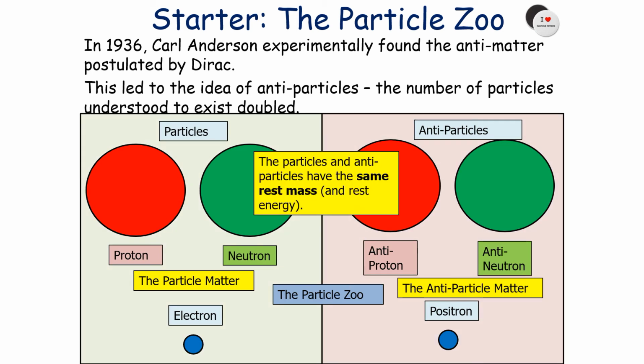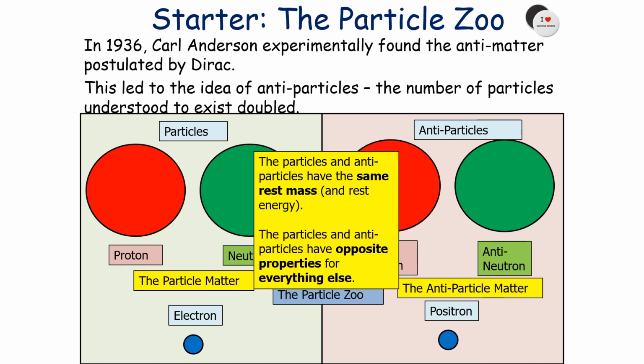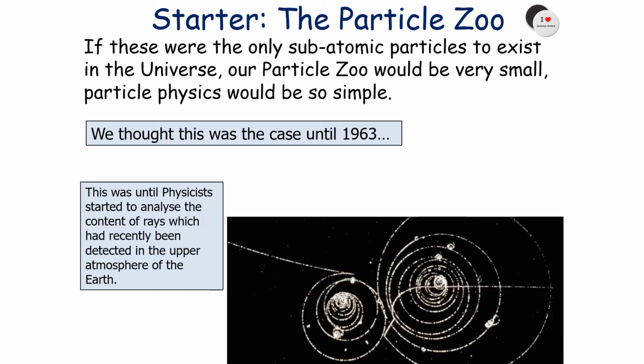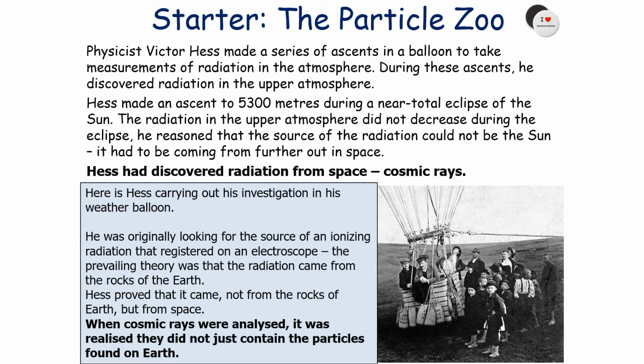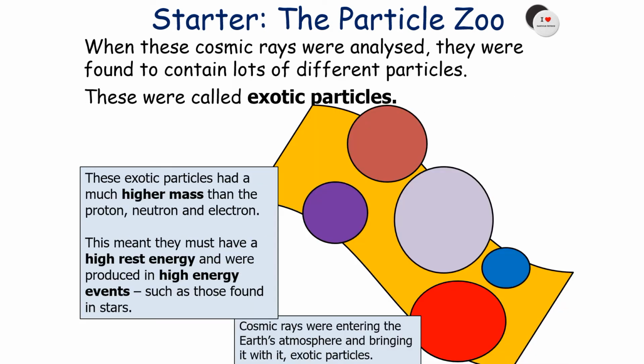Now, like we said, particles and antiparticles have the same rest mass and rest energy, but opposite properties for everything else. If they were the only subatomic particles to exist, our particle zoo would be very small. What happened in 1963 is that when we looked through cosmic rays, we realised that there were lots and lots of different particles, which we called exotic particles. These exotic particles have a much higher mass than the proton, neutron and electron, so they have a high rest energy and are produced in high energy events.